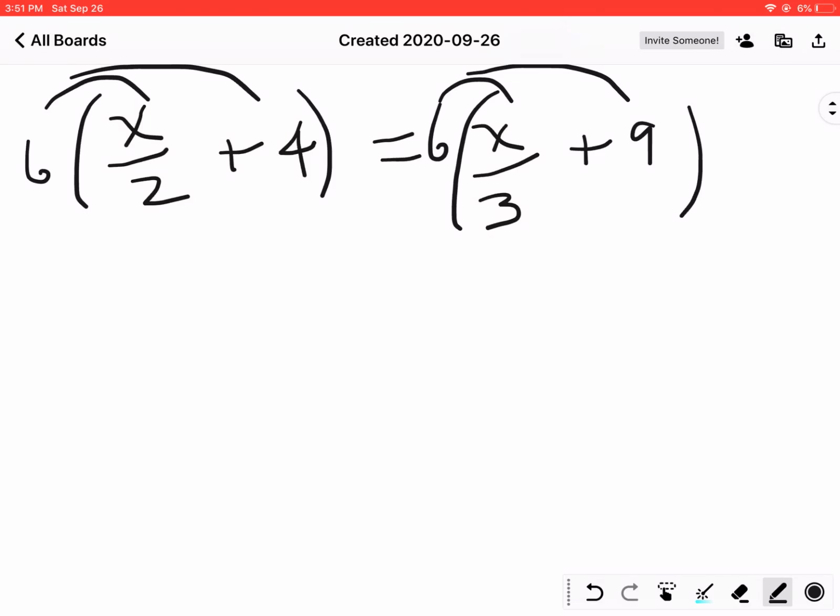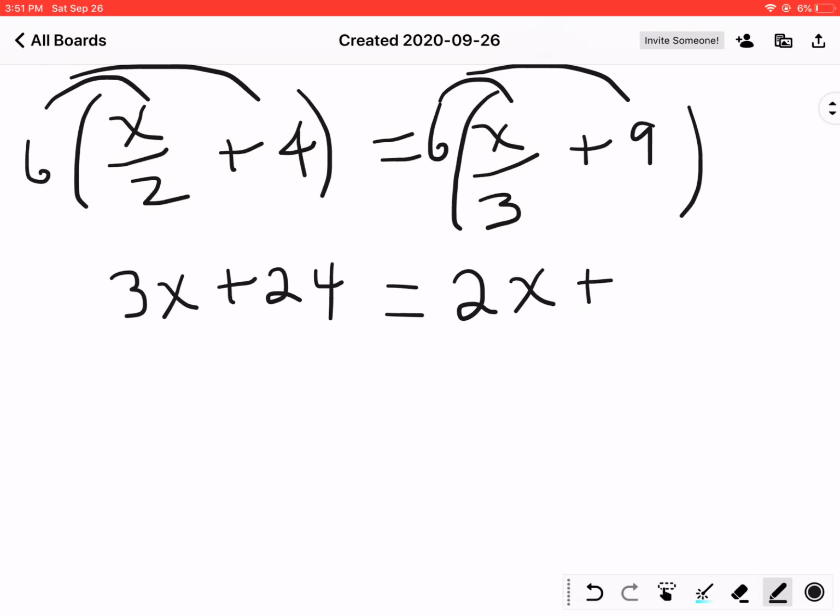On the left-hand side, we have 6 times x over 2, which is 3x, and then 6 times 4. On the right-hand side, we have 6 times x over 3, which would be 2x, plus 54. It's not a fluke that the 6 canceled off with the 2 on the left and the 3 on the right. That's how we chose the 6. It's not a fluke.